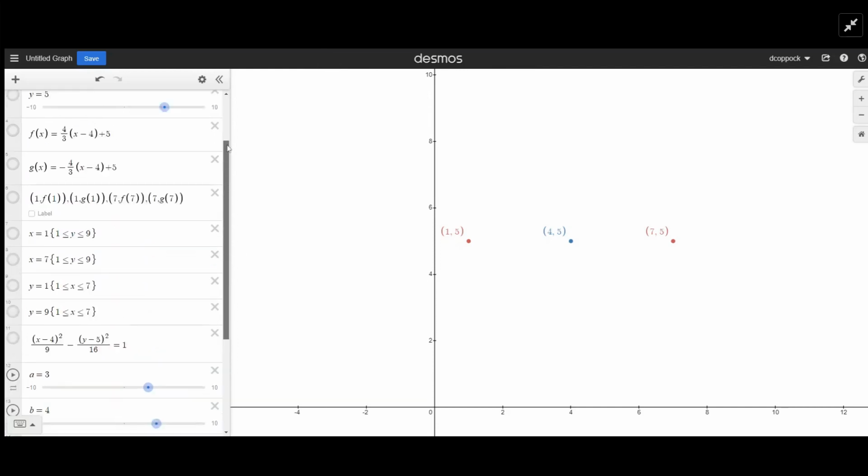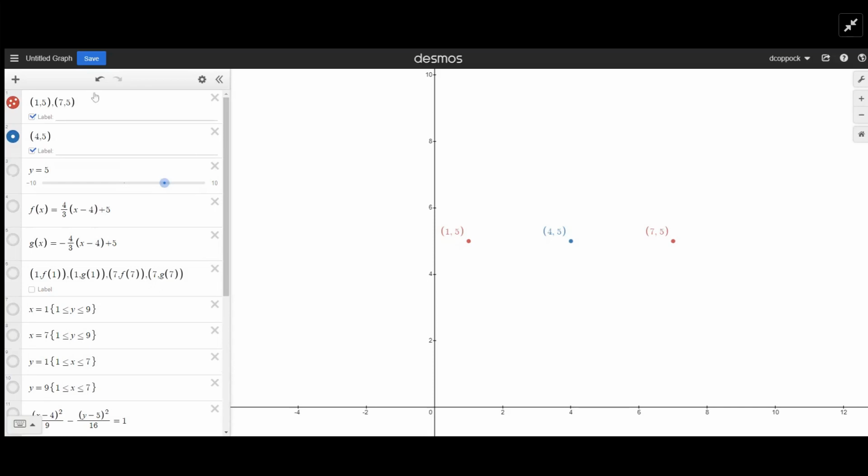Here I graphed... technically saying that these points are the endpoints of the transverse axis is not accurate, because the transverse axis is a line passing through the foci, the vertices, and the center. So if I actually enable the line y equals 5, there's the transverse axis. So (1, 5) and (7, 5) are the vertices of the hyperbola. That means the center is at (4, 5), the midpoint of (1, 5) and (7, 5).